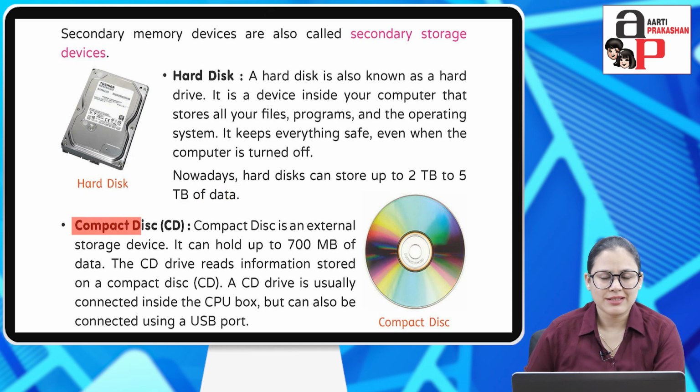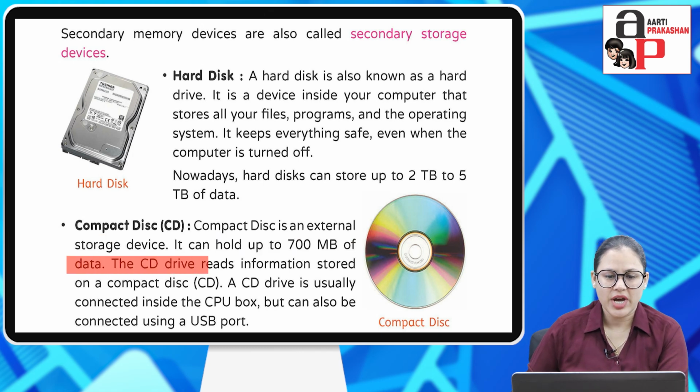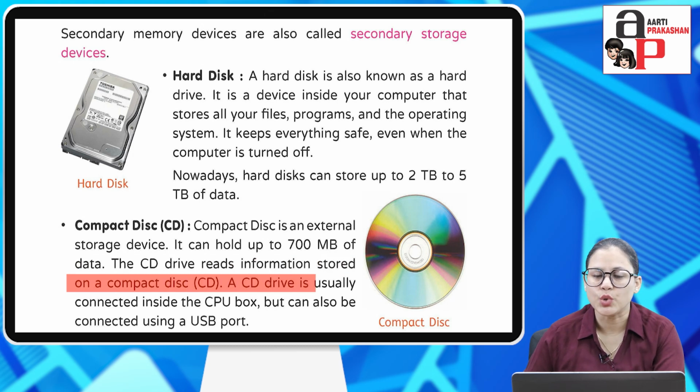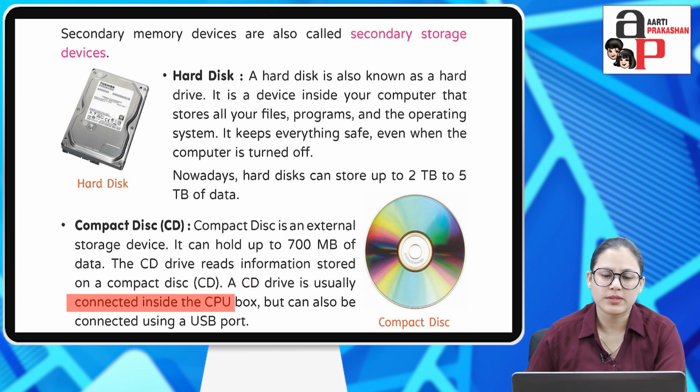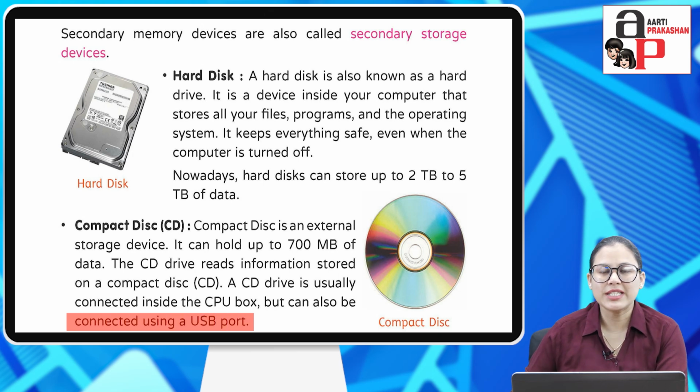Next, compact disc, that is CD. A compact disc is an external storage device. It can hold up to 700 MB of data. The CD drive reads information stored on a compact disc. A CD drive is usually connected inside the CPU box, but can also be connected using a USB port. So this is the compact disc. See the picture. A compact disc or CD is circular in shape, and it can hold up to 700 MB, that is megabytes, of data.